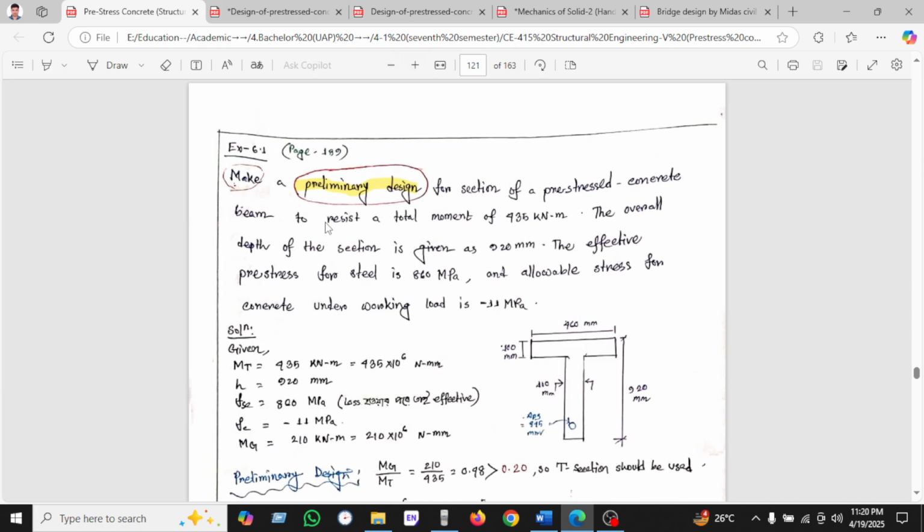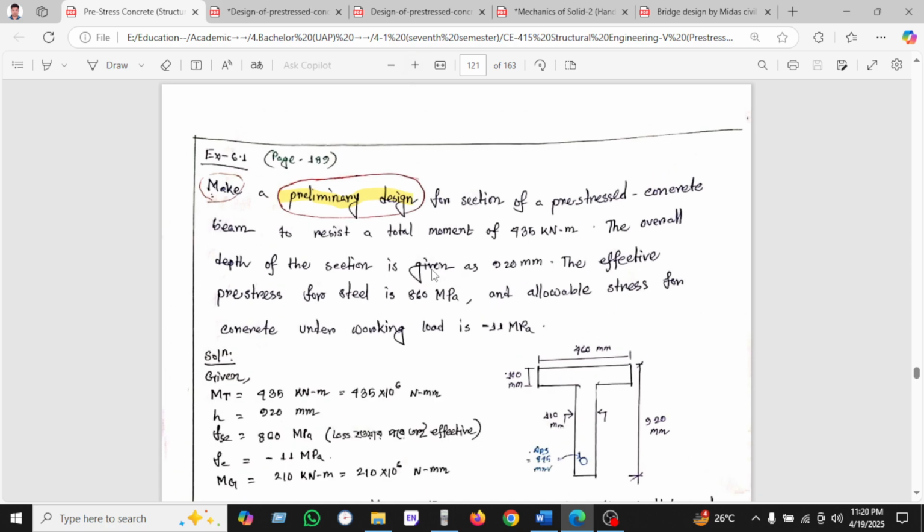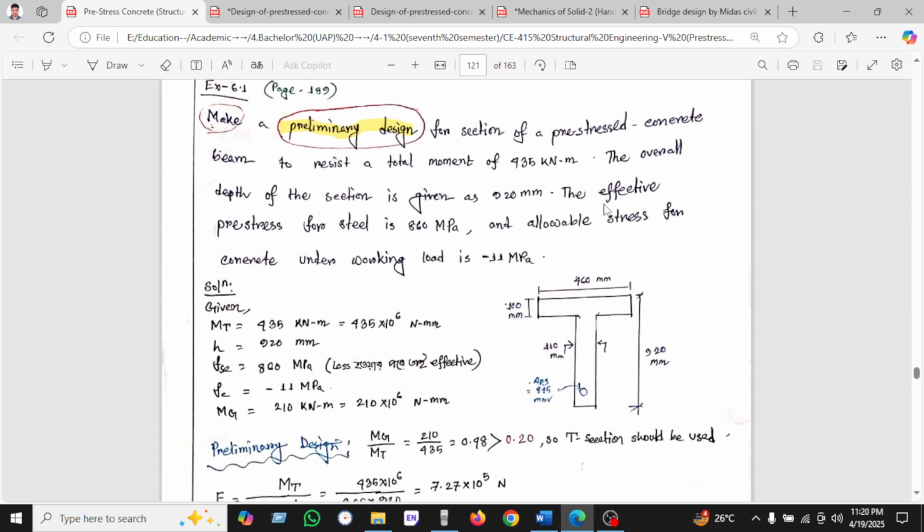Okay, so you can see the problem: make a preliminary design for the section of the prestressed concrete beam to resist the total moment, which is given as 345. The overall depth of the section is given as this, and the coefficient of the prestress steel is given also, and the allowable stress for concrete under the working load is given this stress.